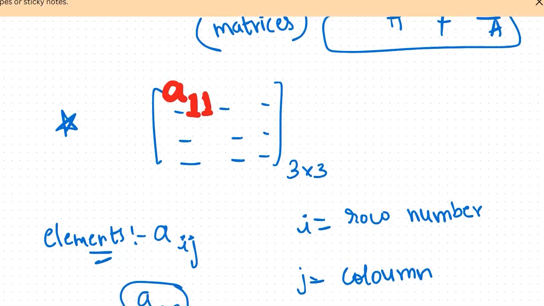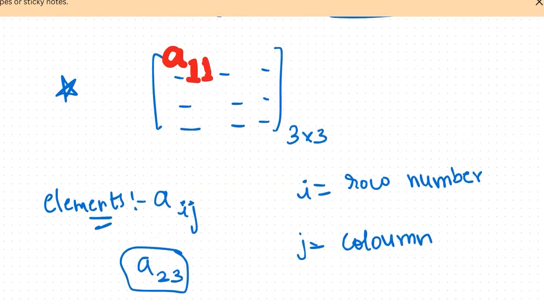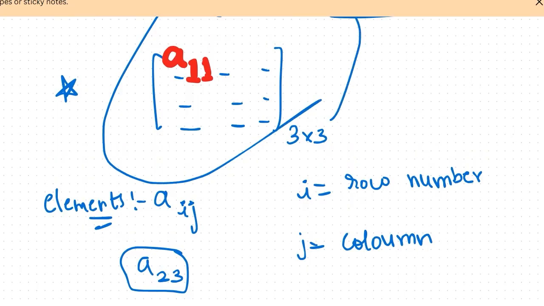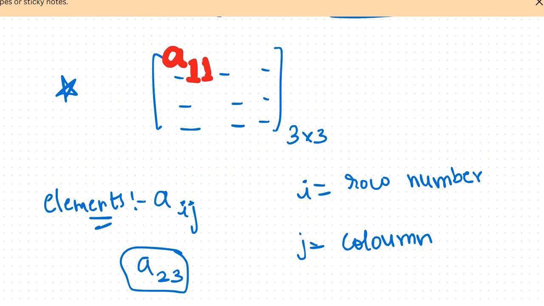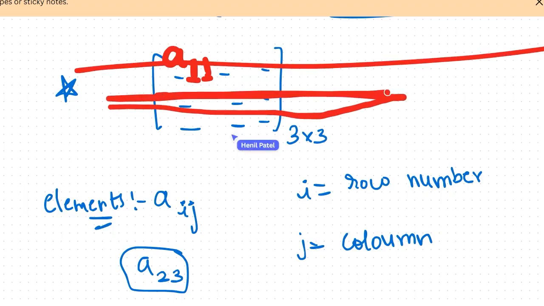Can you spot A23? Second in the row and third in the column. So in the diagram, where is it? Second row, third column. See, row means this line, and in this line, the third column.